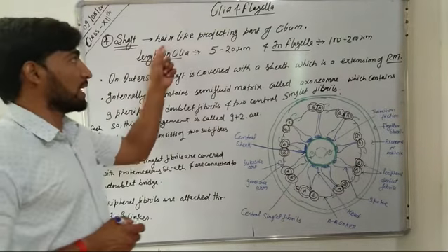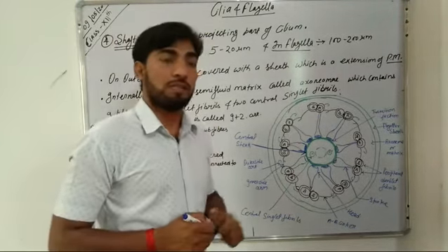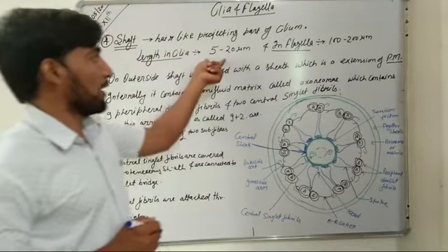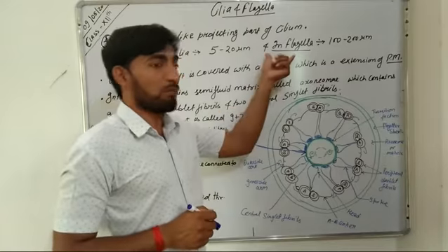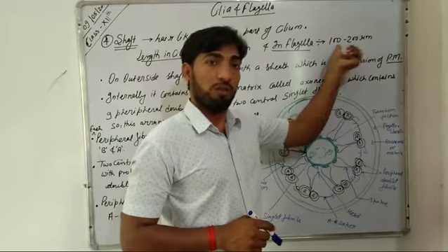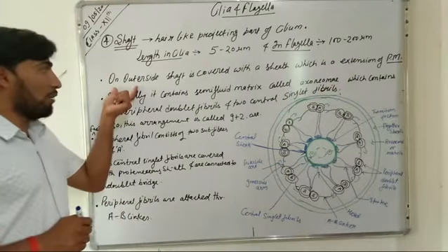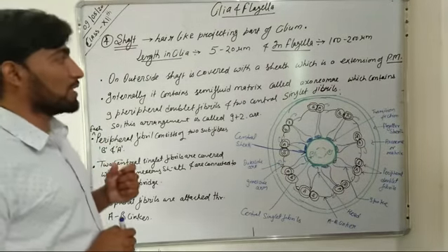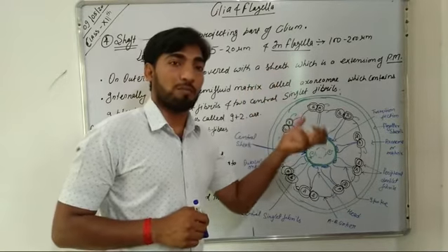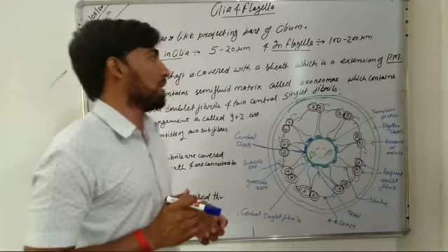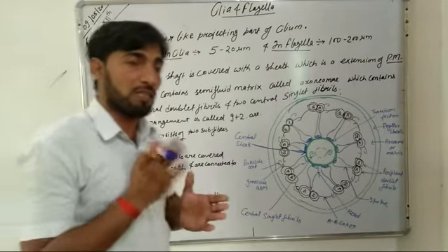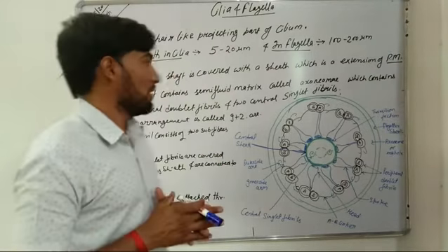Now come to the fourth part of cilia and flagella, that is the shaft. This shaft is the hair-like projecting part of the cilium. In case of cilia, the length of the shaft is about 5 to 20 micrometer, and in case of flagella, it is 100 to 200 micrometer. On the outer side, the shaft is covered with a proteinaceous sheath, which is the extension of the plasma membrane.